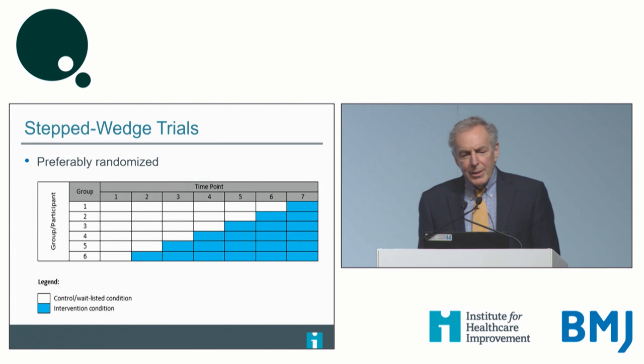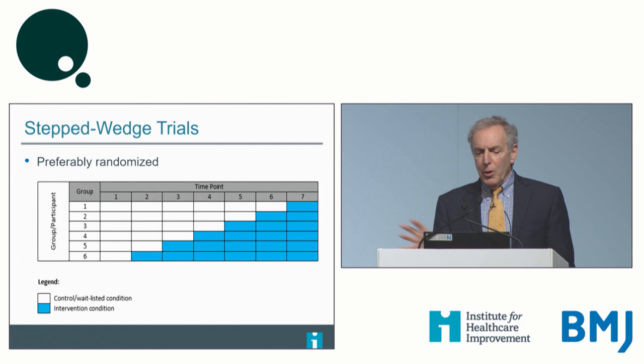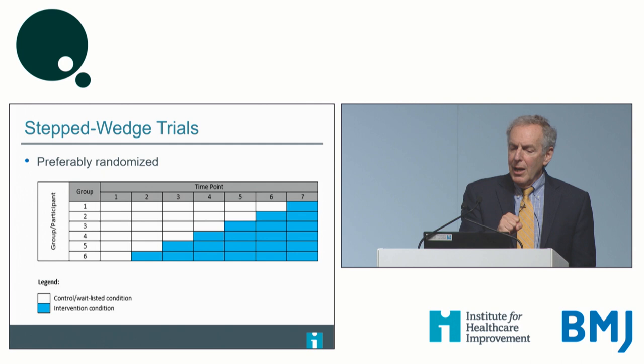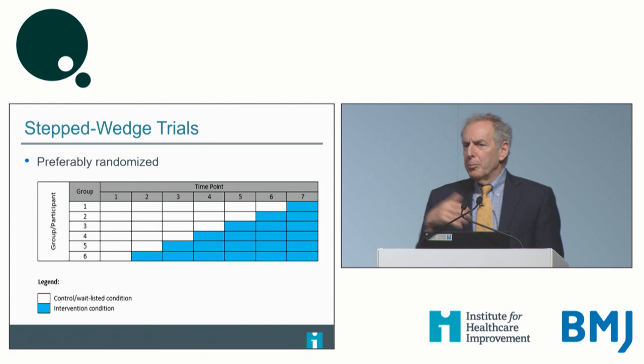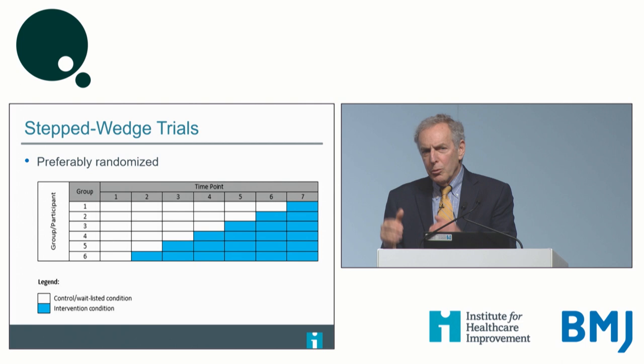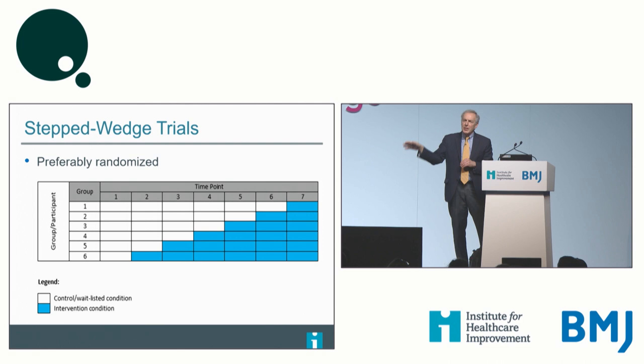Now, as you look at this, you see blue squares and white squares. What happens here is you introduce your intervention in a piecemeal fashion. Let's say these are six groups, or they could be wards in a hospital. You have a baseline period, then you introduce it in one ward, and then in another ward, and by the end of the time period, all six wards have gotten the intervention.